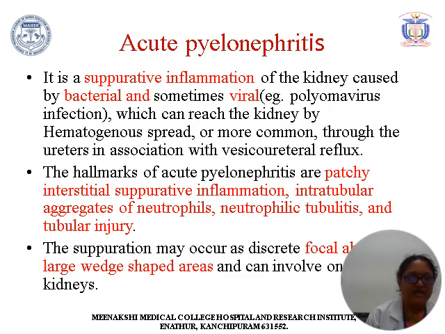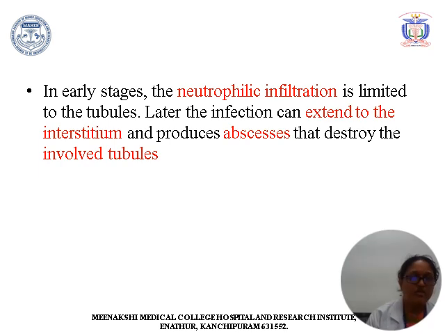The definition of acute pyelonephritis is suppurative inflammation of the kidney caused by bacteria and sometimes viruses, which can reach the kidney by hematogenous spread or, more commonly, through the ureter in association with vesico-ureteral reflux. The hallmarks of acute pyelonephritis are patchy interstitial suppurative inflammation, intratubular aggregates of neutrophils, neutrophilic tubulitis and tubular injury. The suppuration may occur as discrete focal abscesses or large wedge-shaped areas which can involve one or both kidneys. In early stages, the neutrophilic infiltration is limited to the tubules. Later, the infection can extend to the interstitium and produce abscesses that destroy the involved tubules.